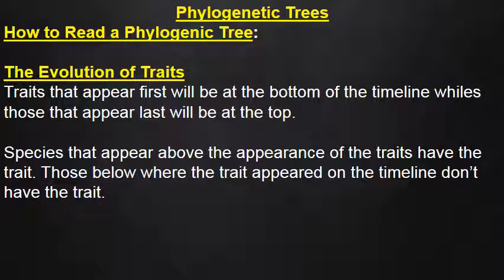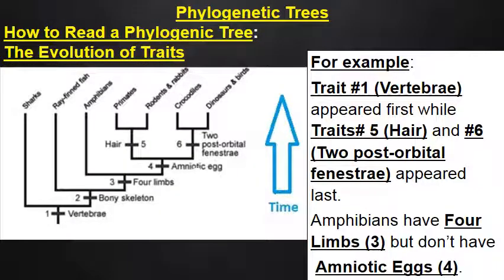The evolution of traits. Traits that appear first will be at the bottom of the timeline, while those that appear last will be at the top. Species that appear above the appearance of the trait have the trait, while those below where the trait appeared on the timeline don't have the trait. How to read a phylogenetic tree, the evolution of traits. First of all, we know that time starts here. This would be the past. This would be the present.